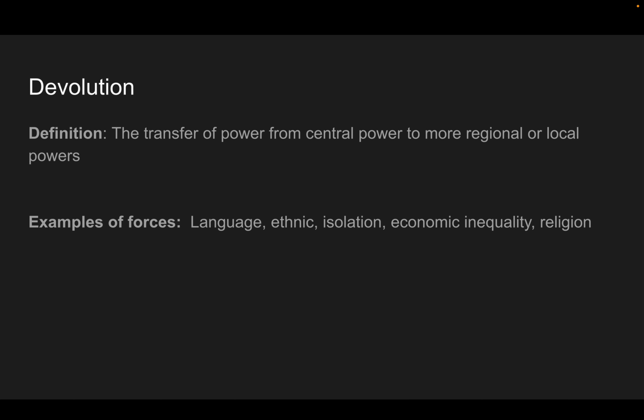So if an area of a country is particularly geographically isolated, the central power might devolve some power to that place, giving it more autonomy, more self-government. So for a long time, Tibet had a little bit more self-governance. That is declining, but that would be a good example of an area that was more geographically isolated, that did have some self-government, some power was devolved. Again, that's being reversed. Economic inequality can drive this, religion.